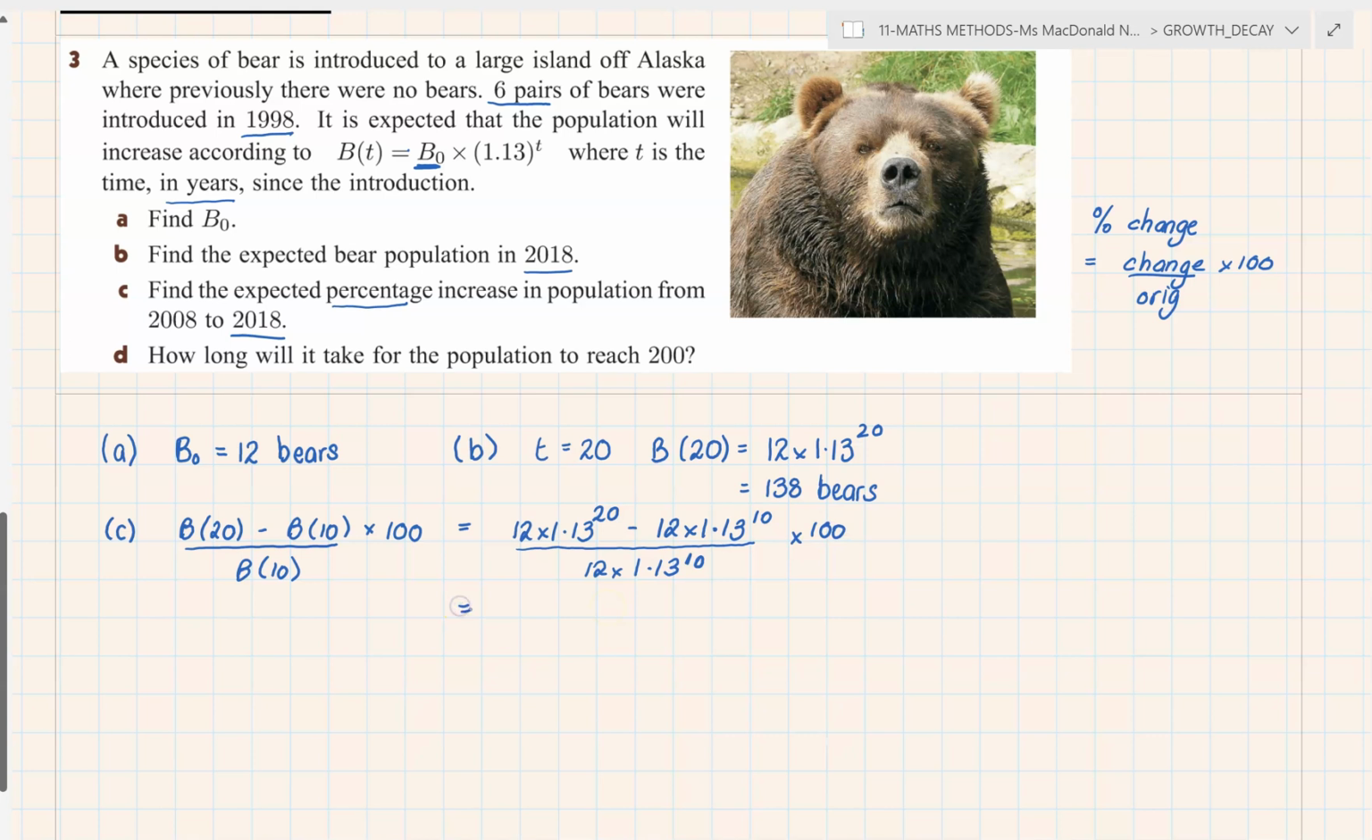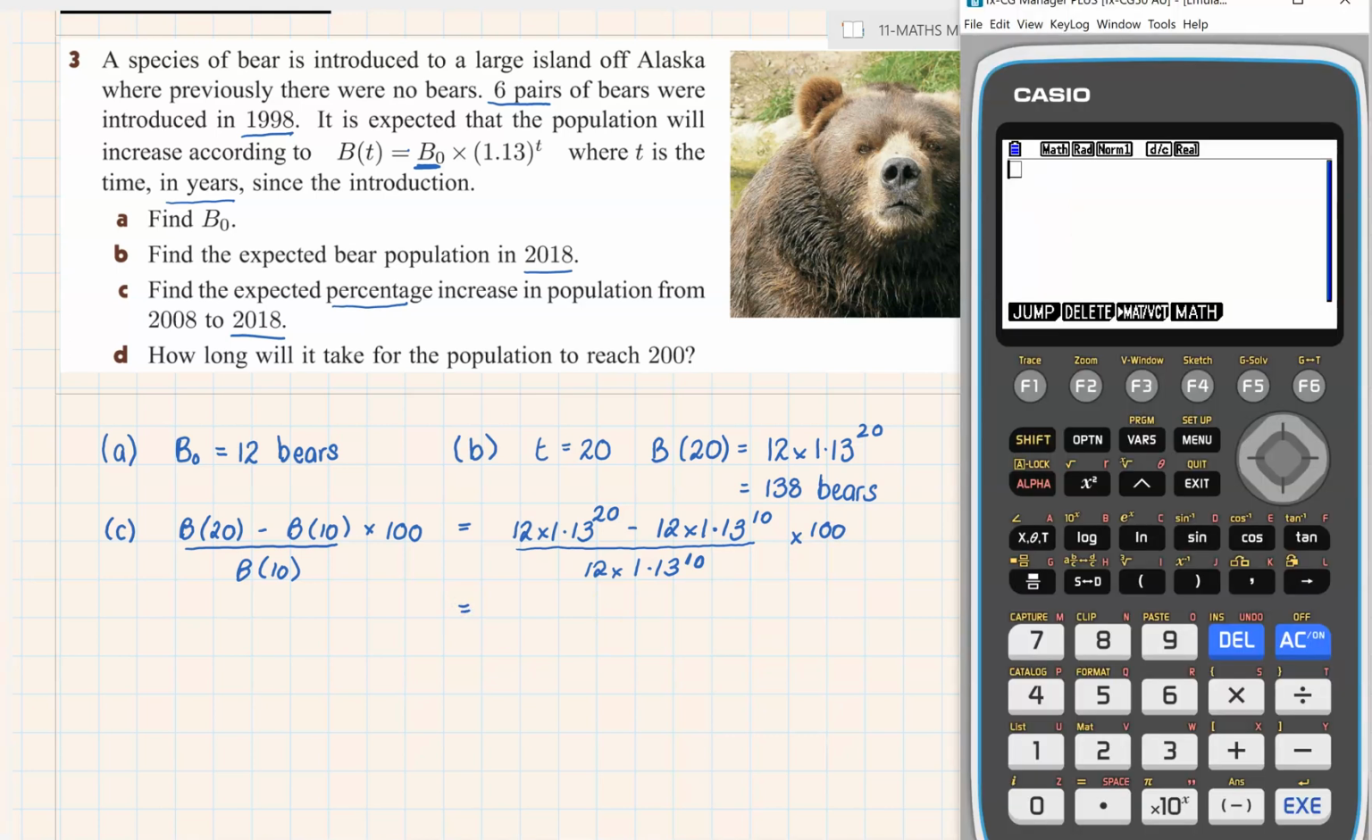And all that we have to do is pop that into our calculator. Okay, so 12 times 1.13 to the 20 minus 12 times 1.13 to the 10 all over, oops, missed a 12 up there, didn't I? 12 times 1.13 to the 10, and again you can just see why it's really important that you write everything down before you put it in your calculator, because if I had left that as an 11 instead of a 12, I'm going to be in strife.